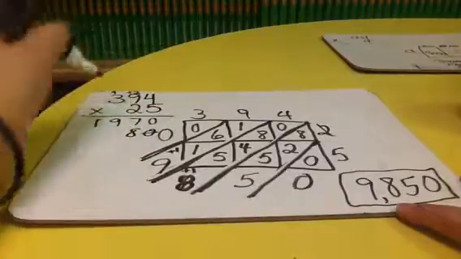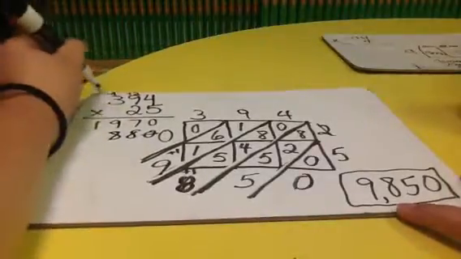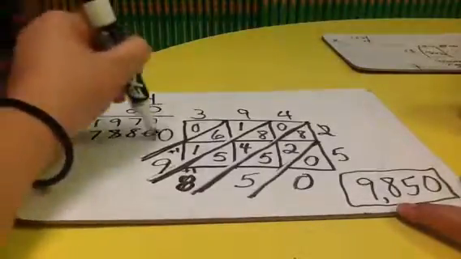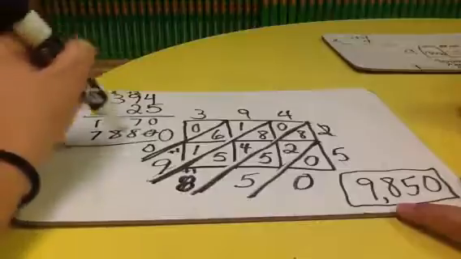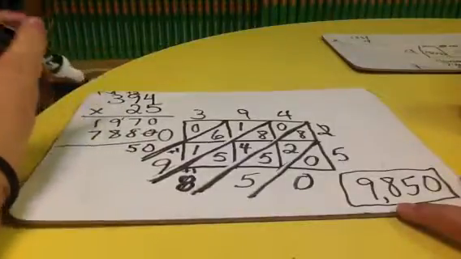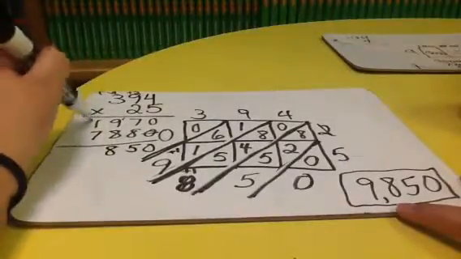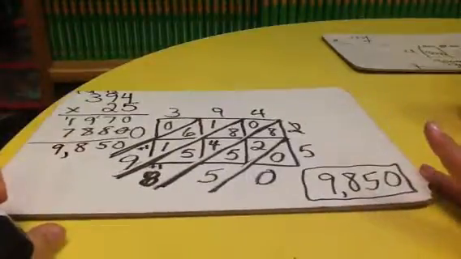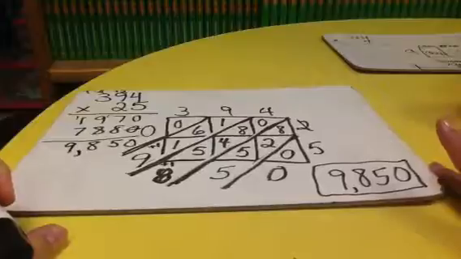Eight, 18, regroup my 1, 6, 7, 0, 15, 1, 18, 1, 9. 9,000, 850.